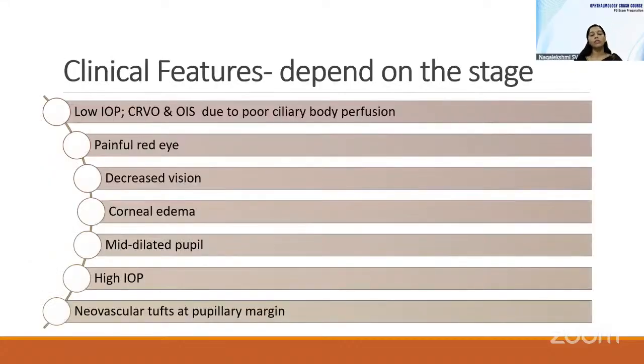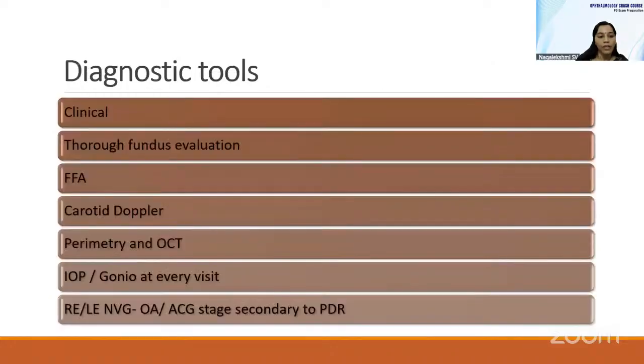So clinical features: generally when the patient presents with a symptom, it is usually in the open angle stage or the closed angle stage. However, when it is an incidental diagnosis, the pre-rubeotic and rubeotic stages could be incidental. In fact, they can present with a low intraocular pressure because of poor ciliary perfusion. But when they do present with symptoms, it is a stormy course with a painful red eye, high intraocular pressure, decreased vision, and corneal edema. So it is important that in most of these PDR and CRVO cases, we actively look for NVI.